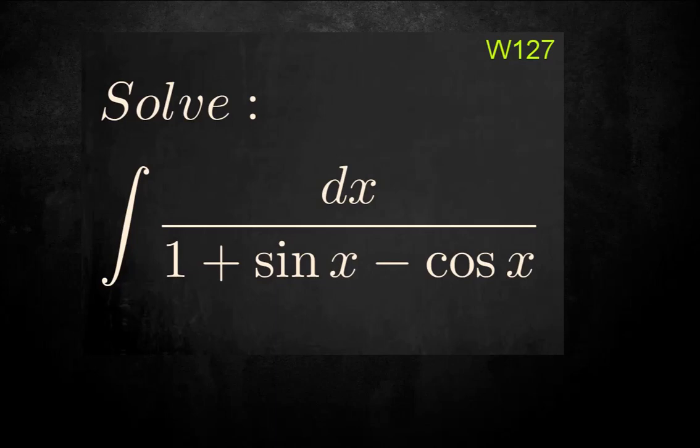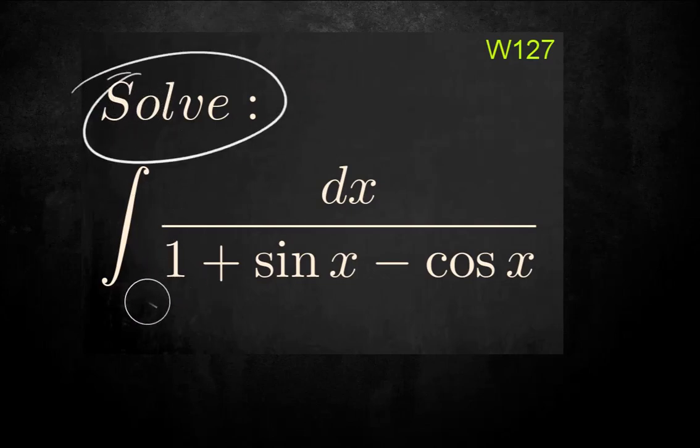Some integration question here. We have the integral of dx over 1 plus sine x minus cosine x. We are going to do some transformation here, and when we have this type of integrals, we have to use tangent of x over 2.